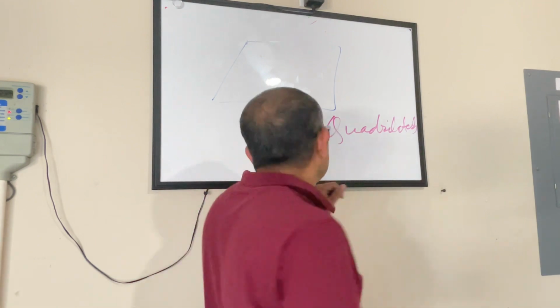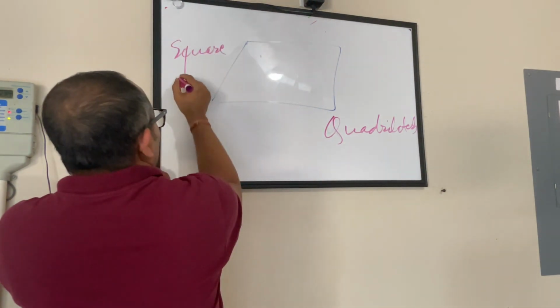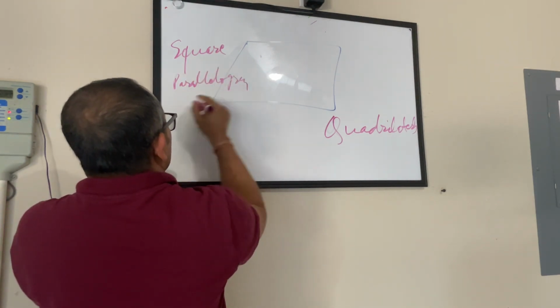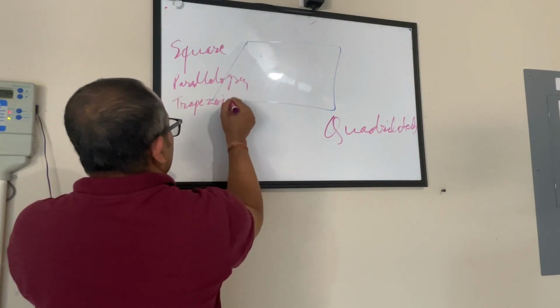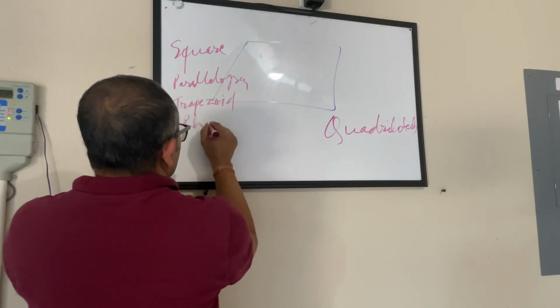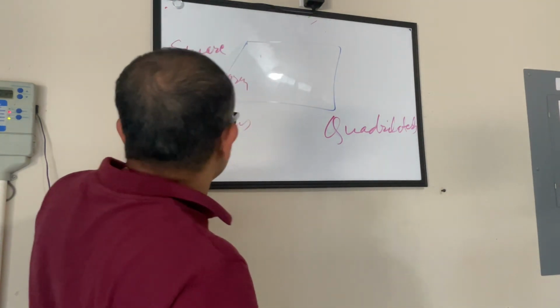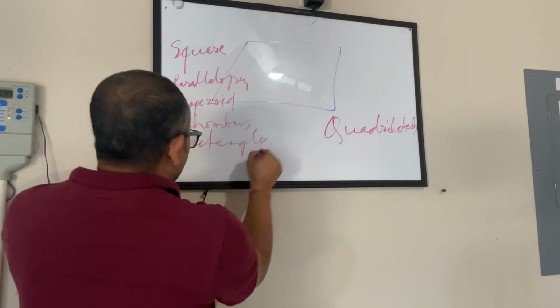Square, parallelogram, rectangle, trapezoid, rhombus. What else? A kite. What about a rectangle? A kite.